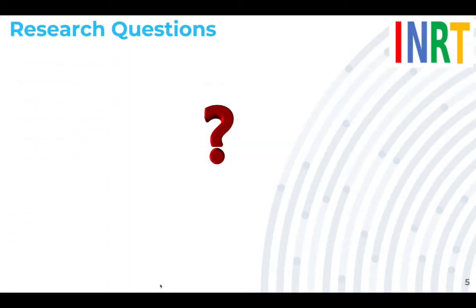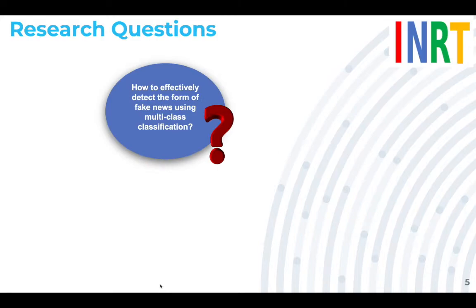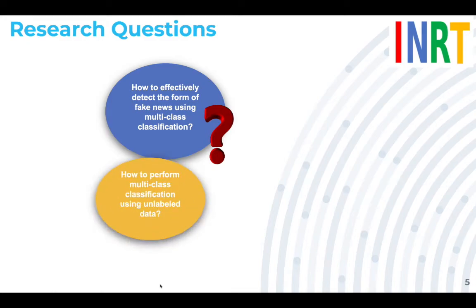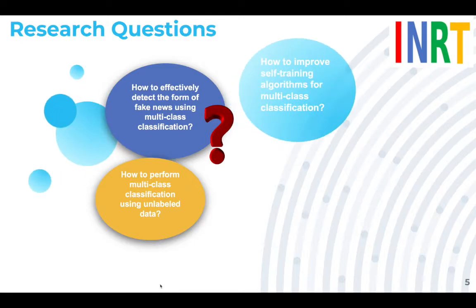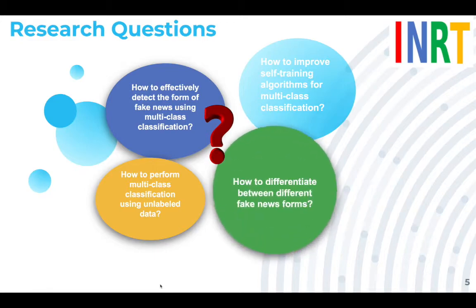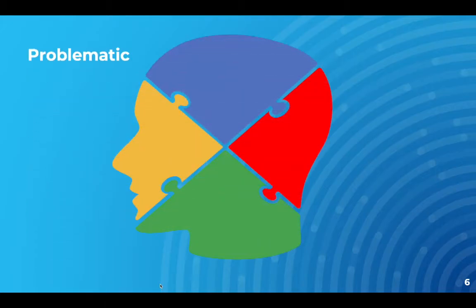The identification of misinformation has received much interest from various perspectives, where research works based on supervised learning dominate this domain. But what about semi-supervised learning or unsupervised learning? So for this reason, we examine a lot of primary research questions, starting with how to effectively detect the forms of fake news using multi-class classification, switching to how to perform multi-class classification using unlabeled data, moving to how to improve the self-training algorithm for multi-class classification, and as a last question, how to differentiate between different fake news forms. So all these research questions direct us to our research problematic.